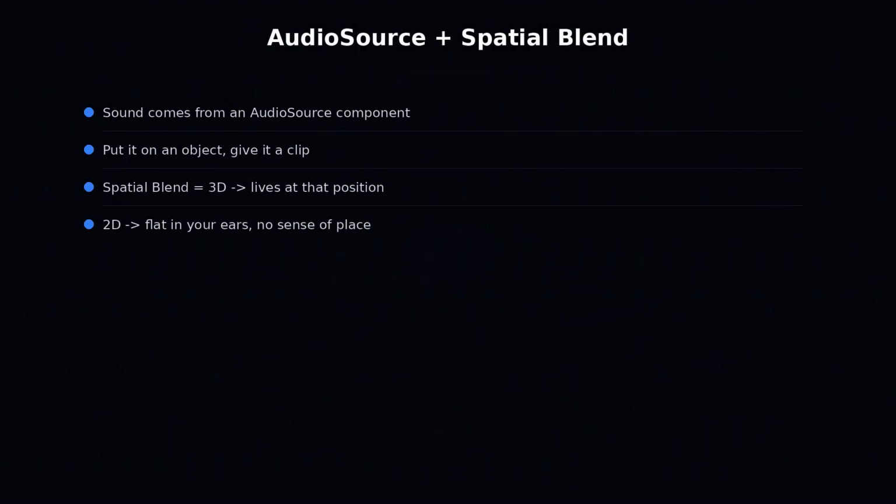In Unity, sound comes from an audio source component. You put an audio source on an object, give it an audio clip, and it can play. The one setting that matters most is spatial blend. Set it to 3D and the sound now lives at that object's position in the room. Leave it at 2D and it just plays flat in your ears, with no sense of place.